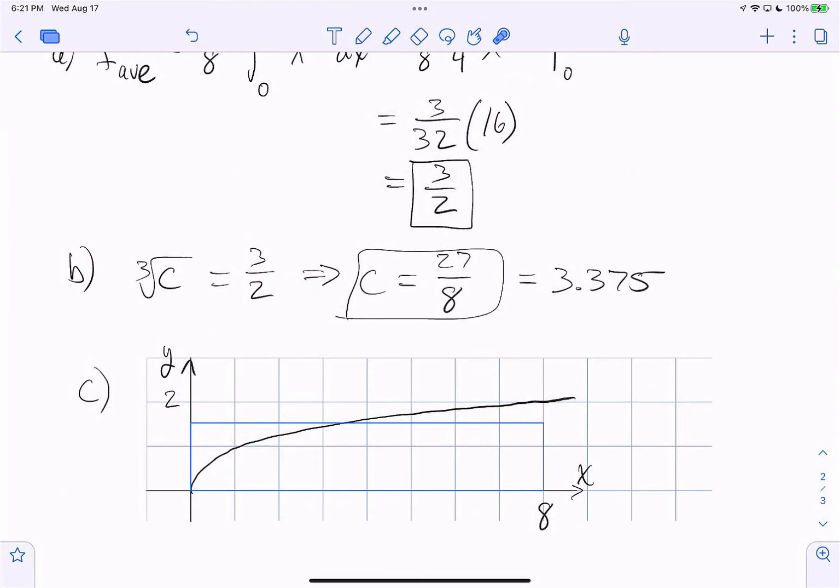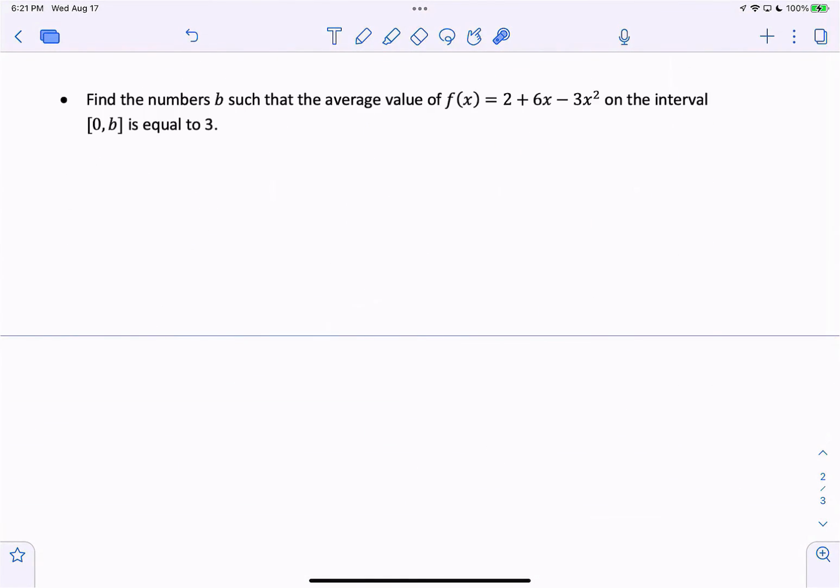Last up, find numbers b so that the average value of the function f of x equals 2 plus 6x minus 3x squared on the interval from 0 to b is equal to 3. Just a reminder, the average value of a function formula is f average is 1 over b minus a times the integral from a to b of f of x dx. Here we are given that the average value is equal to 3. And then we're looking at the interval from 0 to b.